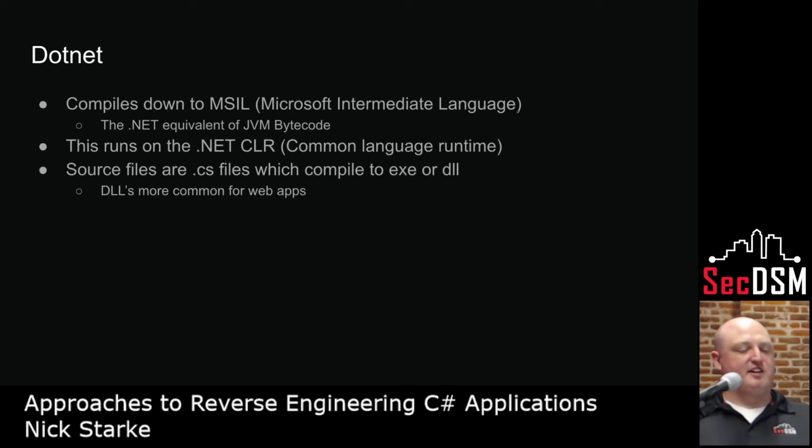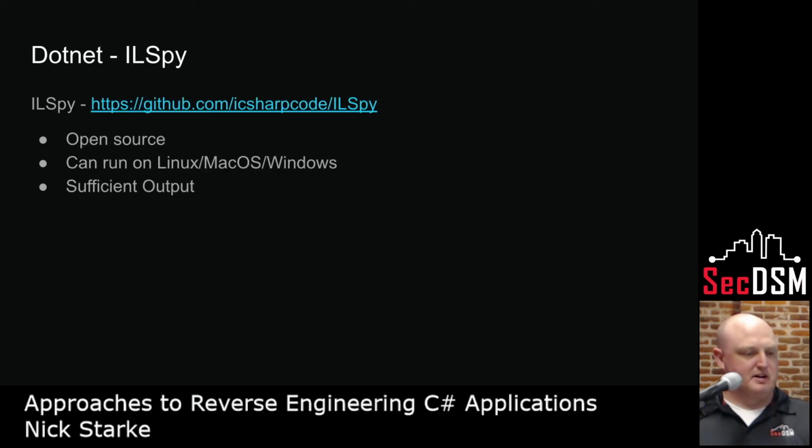The .NET CLR is what actually converts MSIL to machine code and executes that machine code on the processor. The source files are .cs files, and those compile to exe or DLLs, like I just covered. DLLs are more common for web apps. That's what you load into IIS. I kind of went over that just a minute ago.